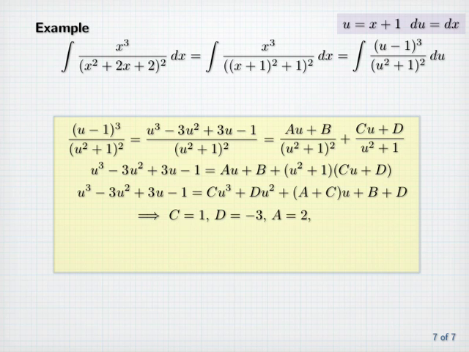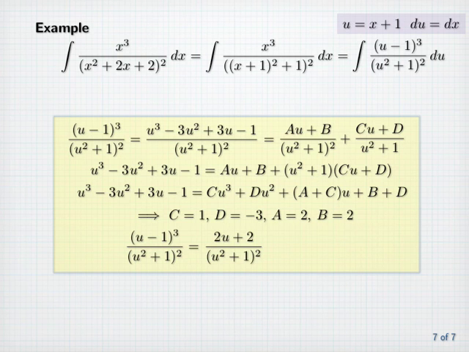And the constant terms must be the same, so b plus d equals negative 1, but we already know that d is minus 3, so b must be positive 2. So we have our expansion: (2u plus 2) divided by the square of u squared plus 1, plus (u minus 3) divided by u squared plus 1. Now to integrate those two terms, we'll need to break each one of them into two parts.